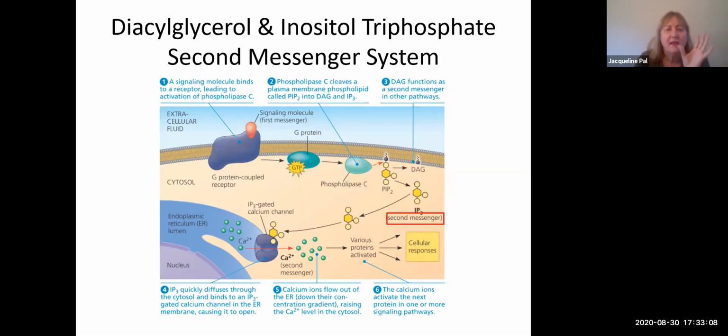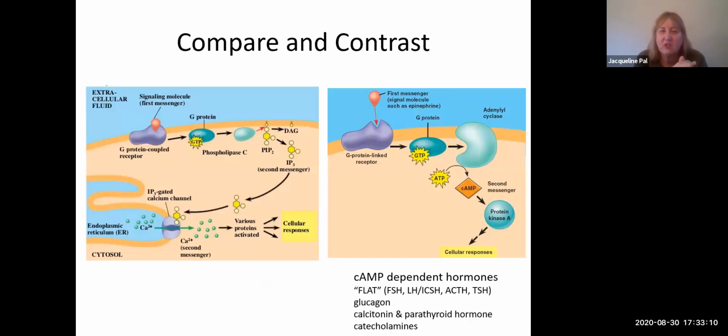So take a moment and let's compare and contrast these two systems. Starting first with, on the right, the simpler cyclic AMP method. And the hormones that are dependent on cyclic AMP are numerous. It's the 4 hormones that form the FLAT of FLAT PIG, which you'll learn about pretty soon, as well as glucagon, the hormones involved in calcium homeostasis, as well as the catecholamines, which are being released from the adrenal medulla.